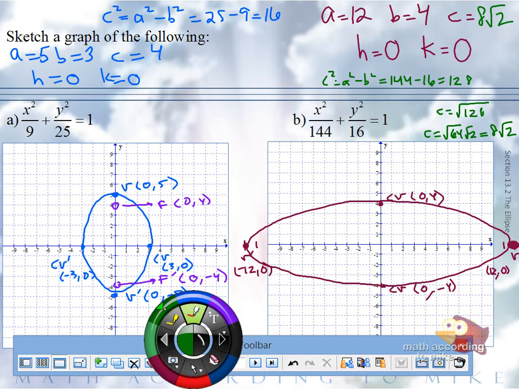So if I go 11 spots and then some to the right. Oh, this is really squishy because I made this point really big. That's okay. There's one focus. Please put the exact coordinates 8 radical 2 comma 0. 11 spots to the left. There's the other focus. Negative 8 radical 2 comma 0.